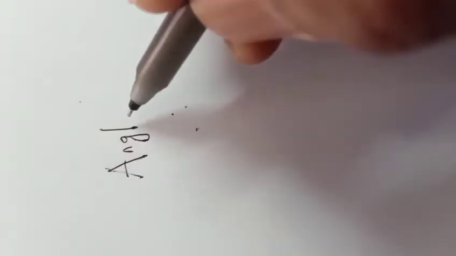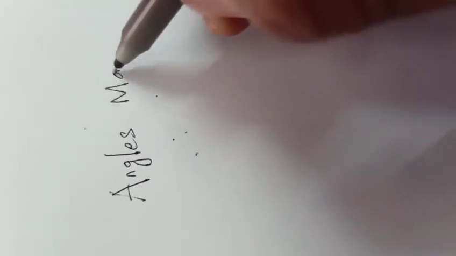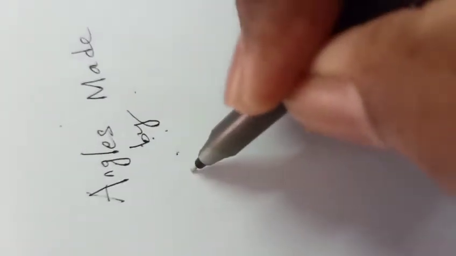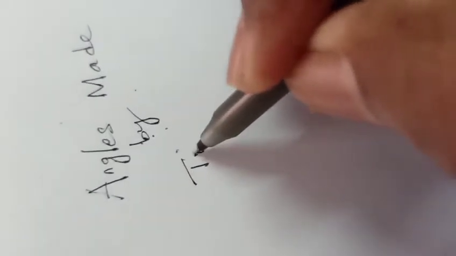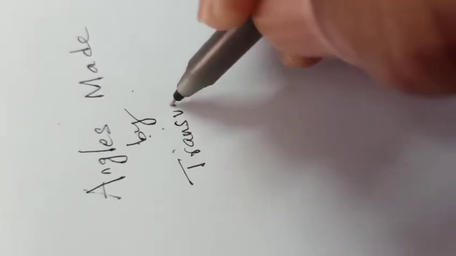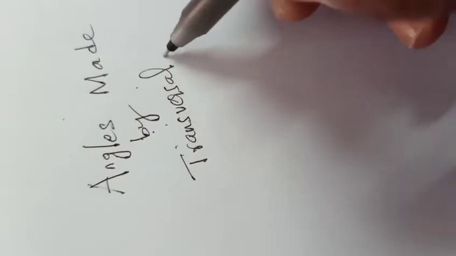In our yesterday's class of geometry, we learned about lines, angles, what a transversal is, what intersecting lines are, concurrent lines, etc. Today, we are going to learn about angles made by a transversal. A transversal is a line intersecting two lines.